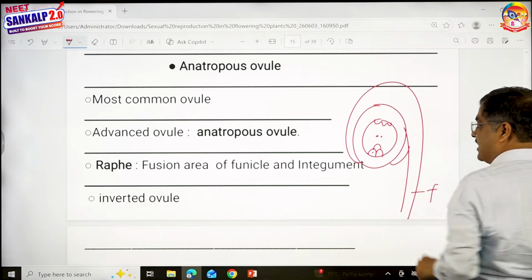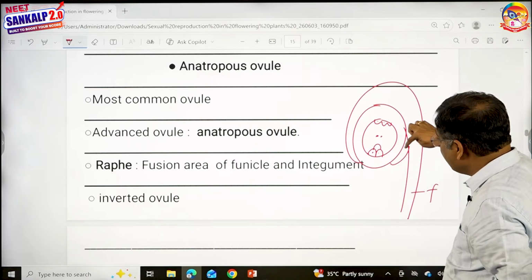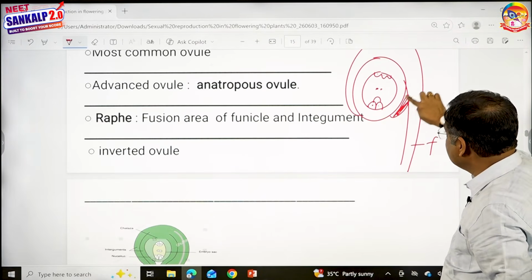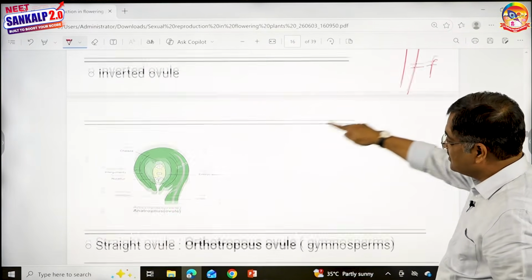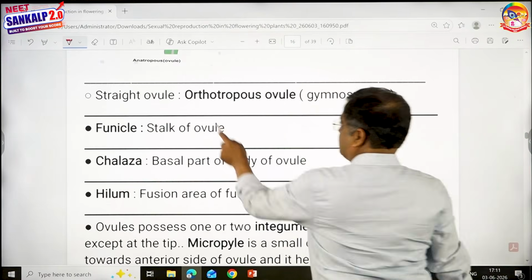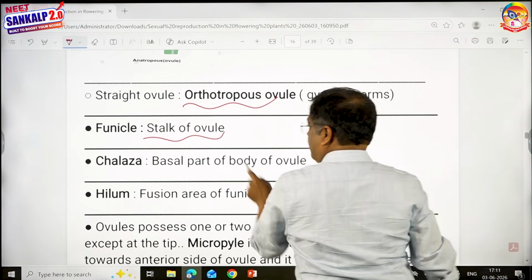And this is the central cell. This fusion area is said to be raphe. The fusion area of funicle with the integument is said to be raphe. This is the inverted ovule, anatropous. Straight ovule is orthotropous. The stalk is the funicle.